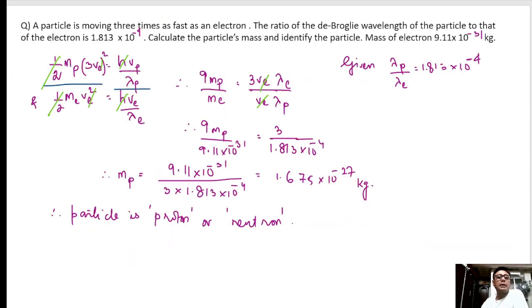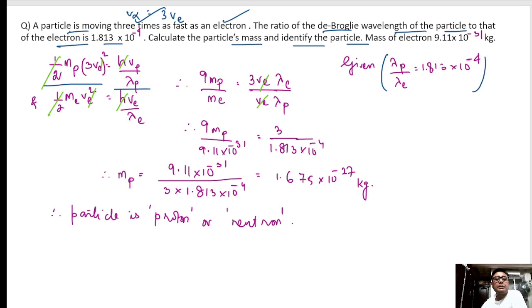Next, an alpha particle is moving 3 times as fast as an electron. So the velocity of the alpha particle is 3 times the velocity of the electron. The ratio of the de Broglie wavelength of the particle to that of the electron is given. Calculate the particle's mass and identify the particle.